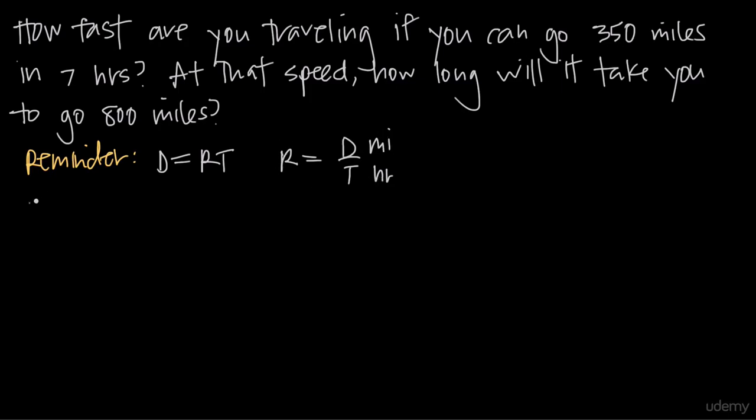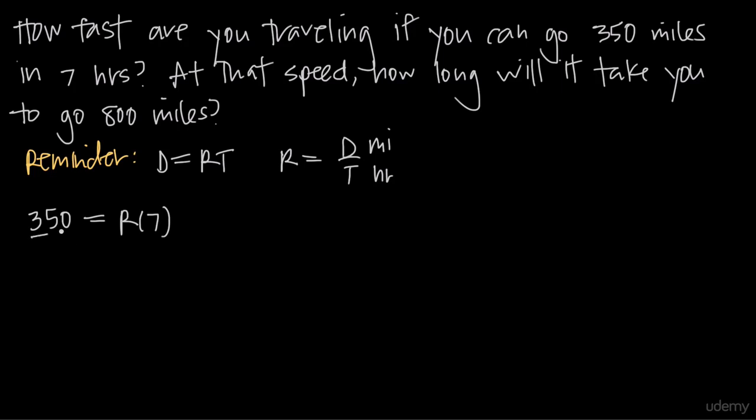So we know we've gone 350 miles, that's our distance, we plug that in for D, and that's going to be equal to rate times time. Well, we don't know our rate, that's the speed, that's the unknown, but we know that the time has been 7 hours, so we're going to get R times 7 when we plug 7 in for time.